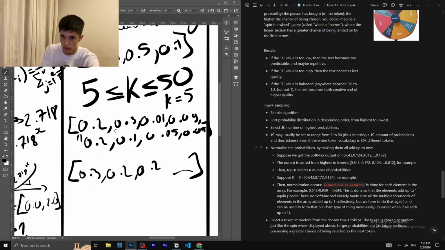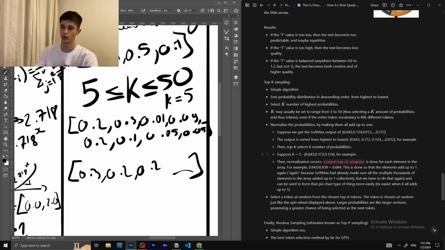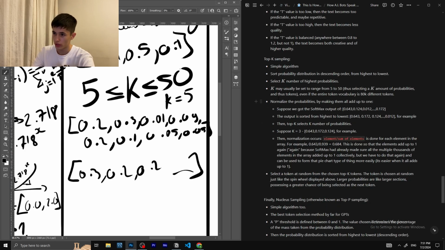And by the way, when we do this sorting, we also have to sort the position. So like this is the first position, this is the second position. We have to sort them around also, so that we have a different array in which we keep in mind which position is which probability, right? So we don't just get them mumbled up and now 0.2 was the first token and now 0.3 is the first token. That should not happen. But anyway, just keep that in mind. It selects the top 5 highest probabilities, and then it normalizes them. So essentially what it does is, you can look at this example here. We can follow this example. We got softmax output, sorted from highest to lowest, then top k selects k number of probabilities, these ones for example, then normalization occurs.